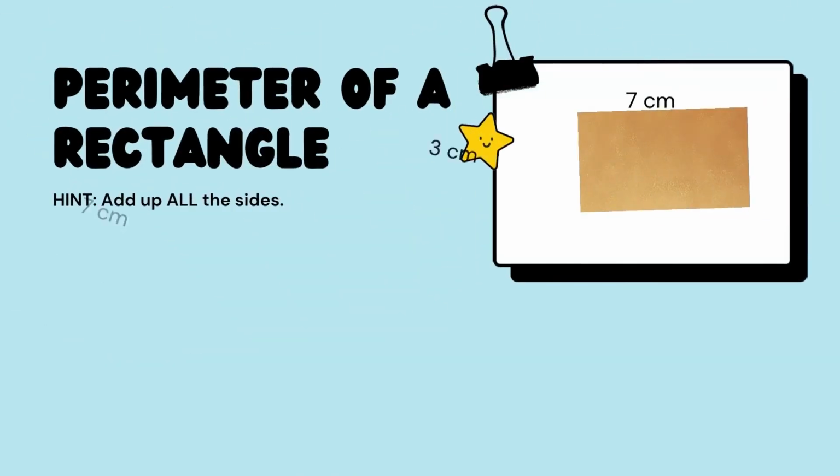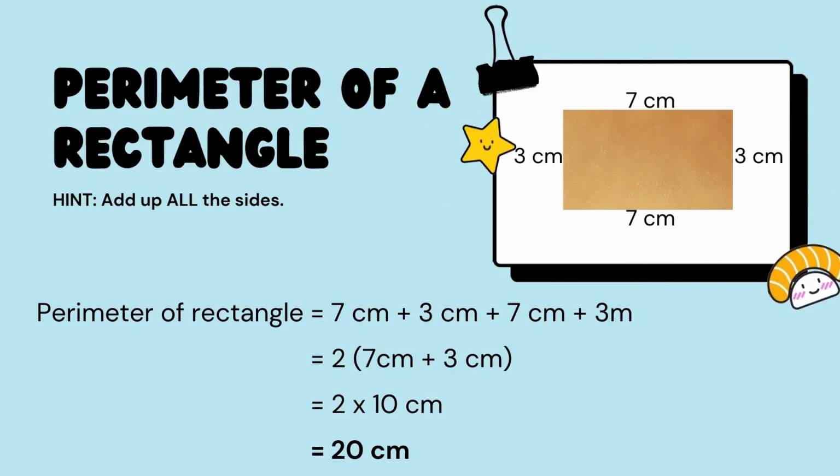Okay, let's look at an example. As you can see here, my length is 7 centimeter and my breadth is 3 centimeter. So what I do is length plus breadth. Length is 7 centimeter plus breadth 3 centimeter, plus another length, which is 7 centimeter, plus breadth 3 centimeters. So I'm going to make this a shortcut.